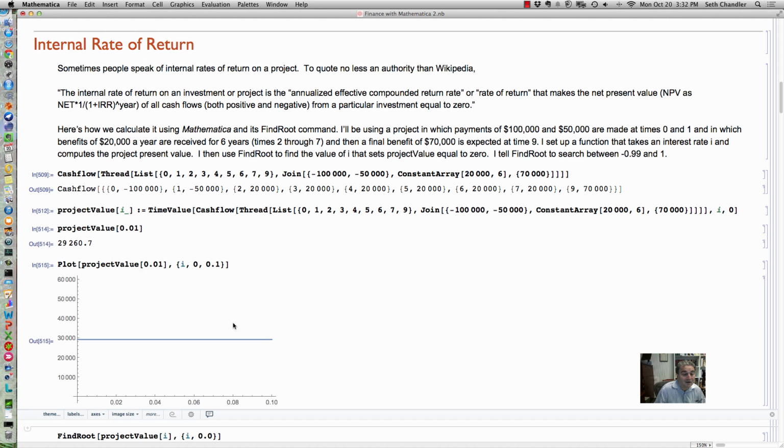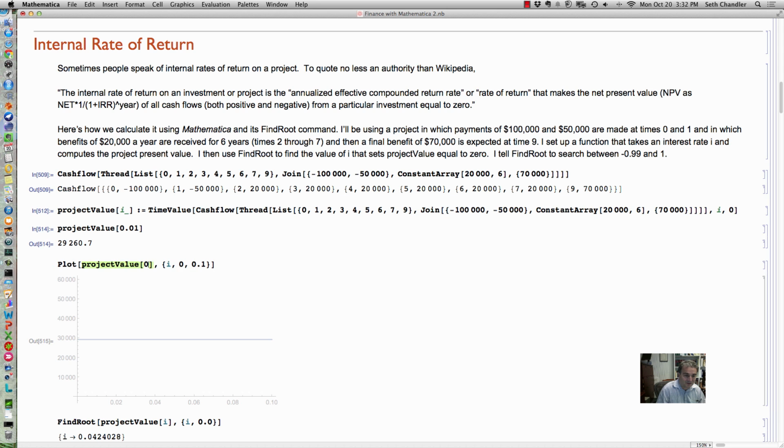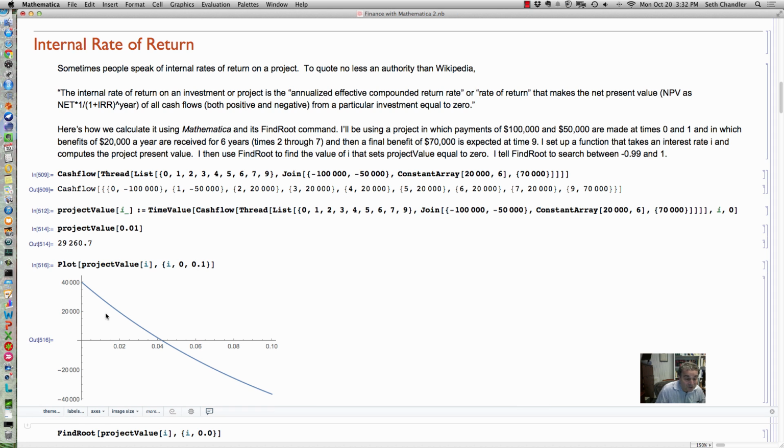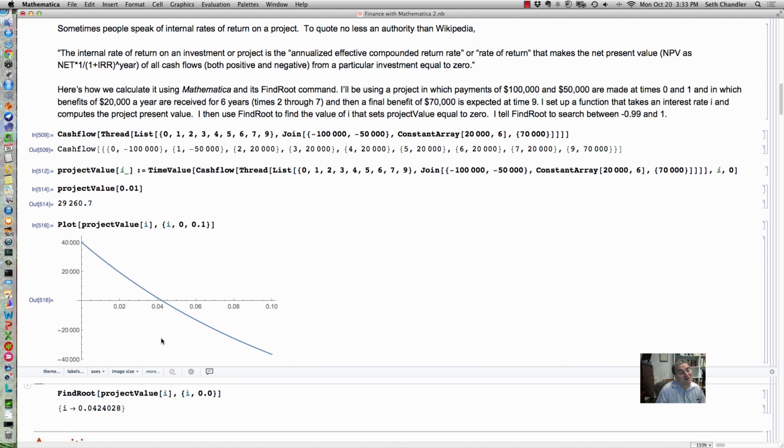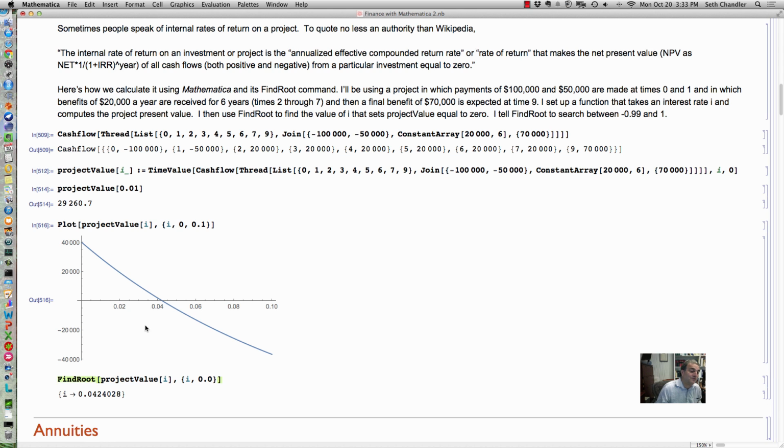You need to change the 0.01 to an I in the project value. Absolutely right. All right, and so it looks like it's crossing at about 4%, I just think it might be around 4.24028%. And find root, that's what find root's job is. It's to figure out where it crosses 0.